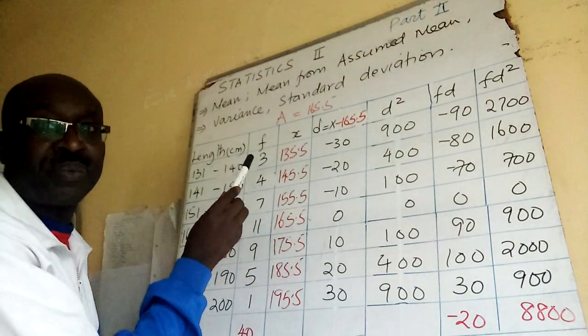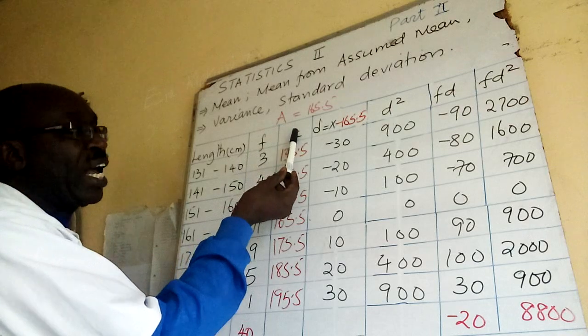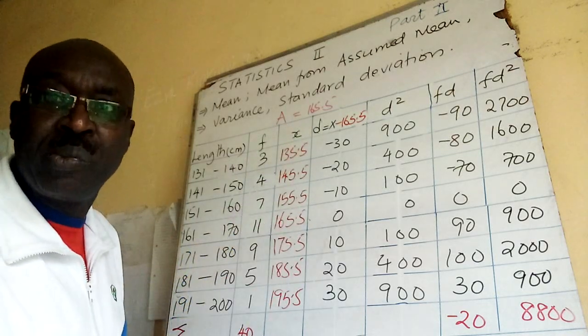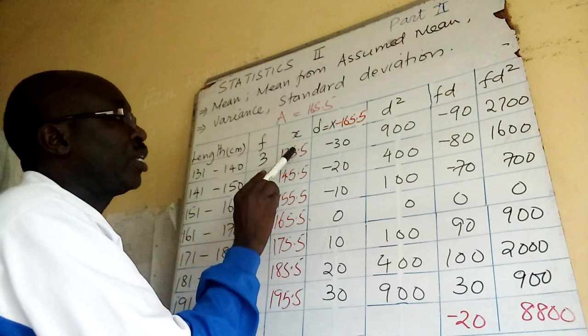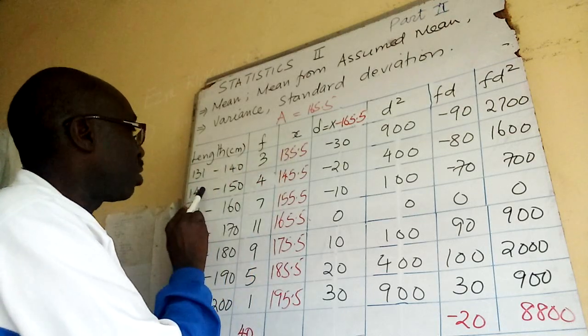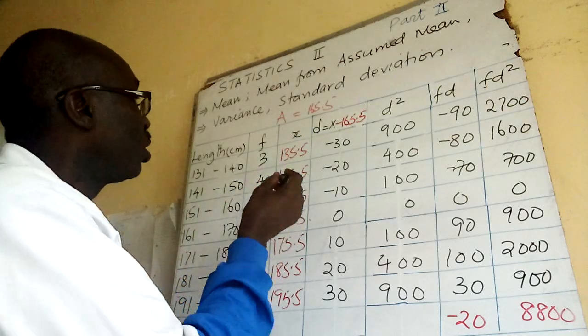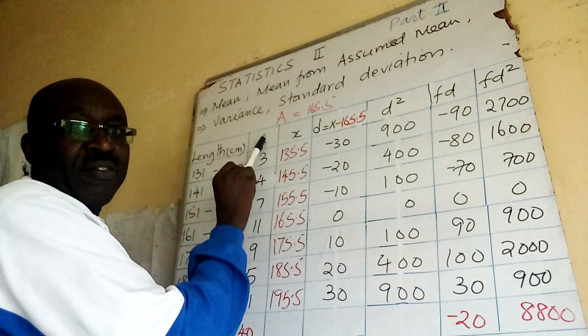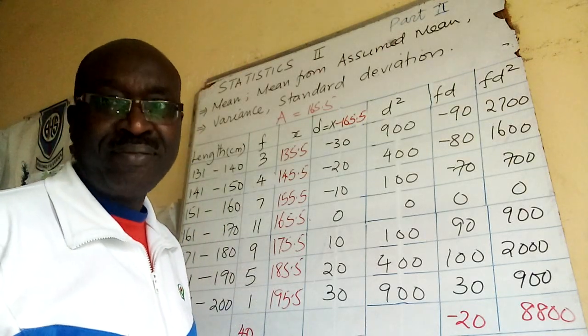So let us go to this work and we see. When you are given grouped data, to get x, x is the midpoint. So we add 131 plus 140 divided by 2. You get here. 141 plus 150 divided by 2, you get. So this was given f. We have introduced our x. How? The middle of each class.